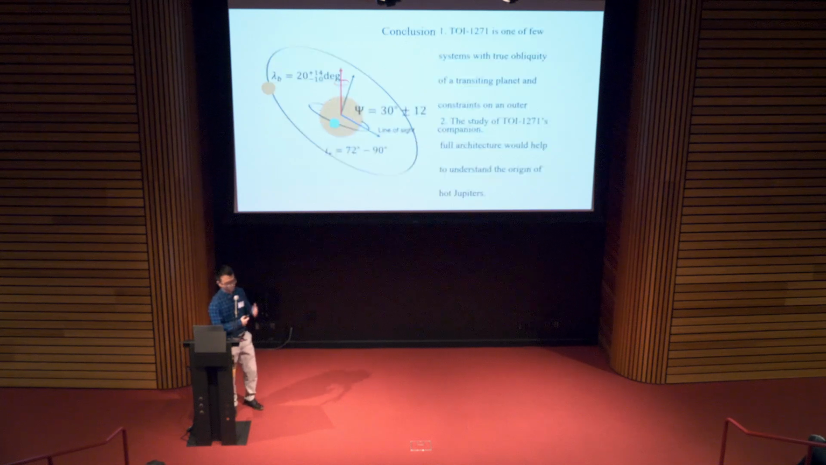However, this is still a really interesting system. It's one of the only systems with measured true obliquity for a hot Jupiter, and some constraints on the 3D orbit of the outer companion. A lot of people have said, okay, hot Jupiters may form via high eccentricity migration, but there has not been a system that completely fits that yet. So this is a step towards finding more systems like this and constraining the origin of hot Jupiters.